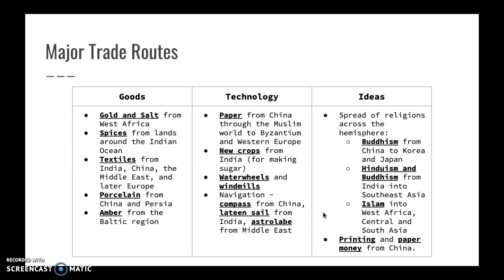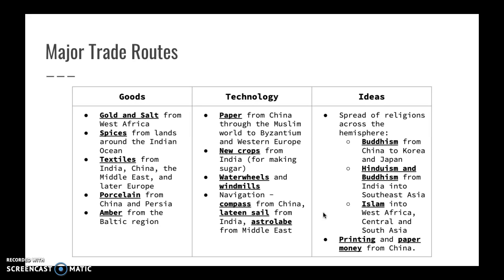Over these trade routes, there's three main things that travel: goods, technology, and ideas. Goods are things that are products. Some of the products that traveled across the Trans-Saharan trade route were gold and salt from West Africa, that was from the Timbuktu area, spices from around the Indian Ocean, textiles from India and China, porcelain from China and Persia, and then amber from the Baltic region. All are traveling along the trade routes.